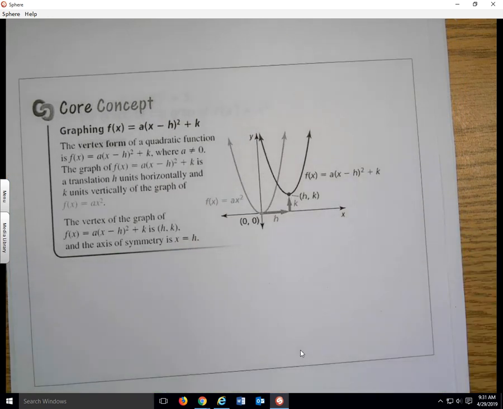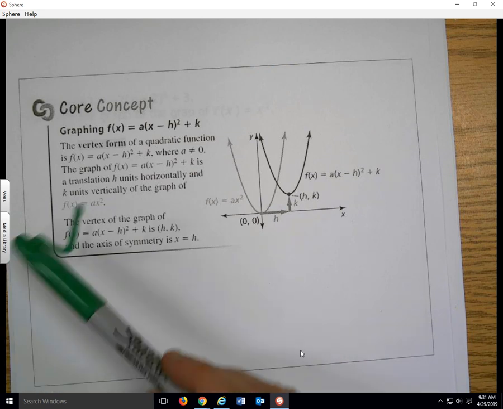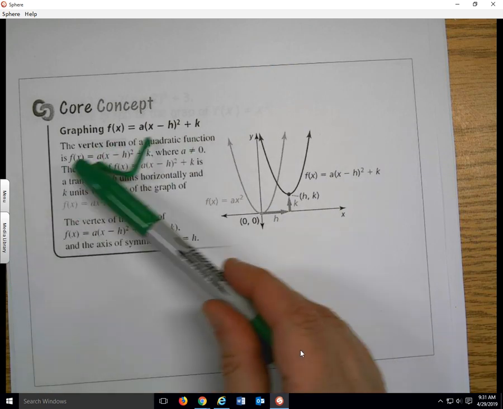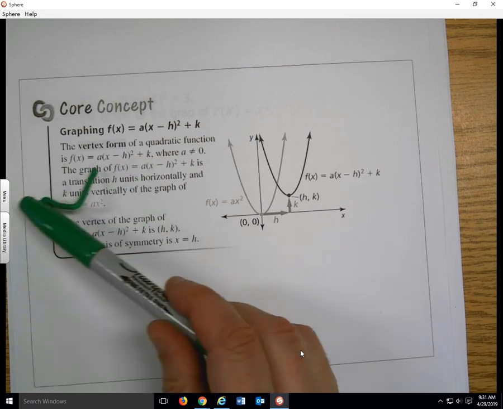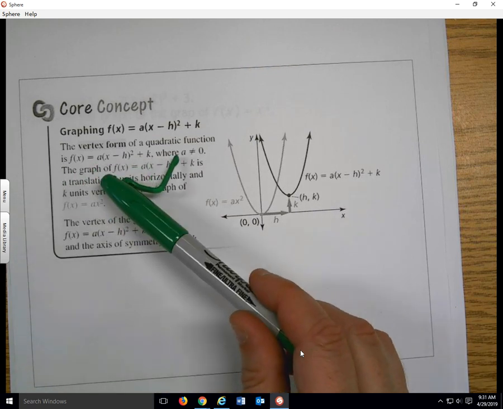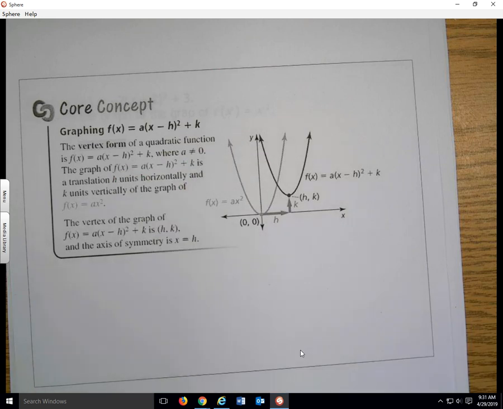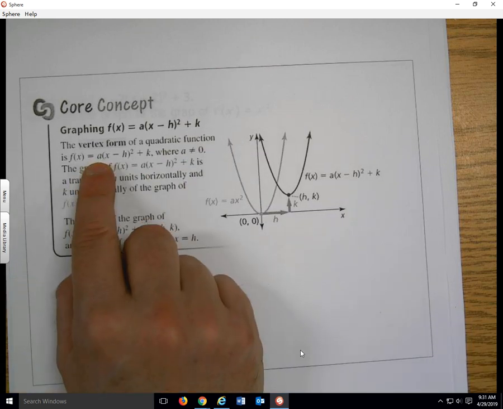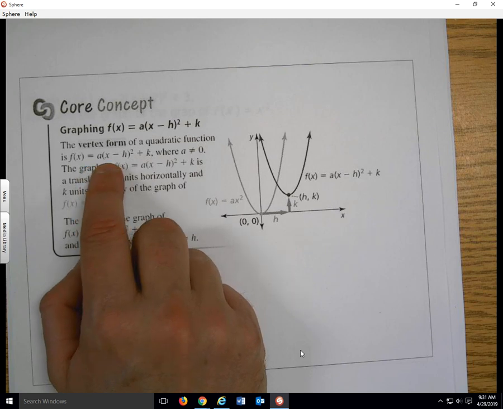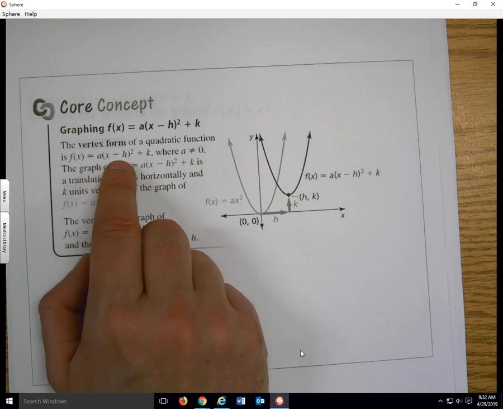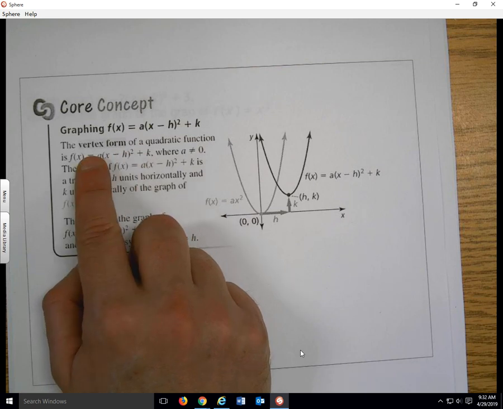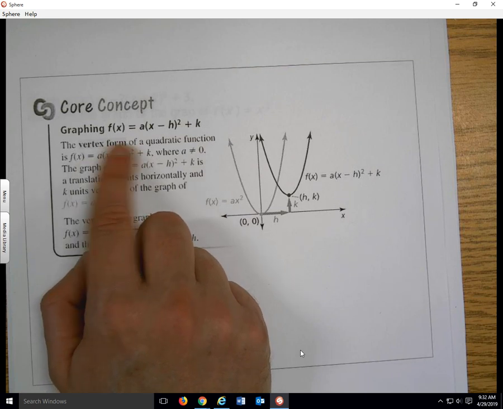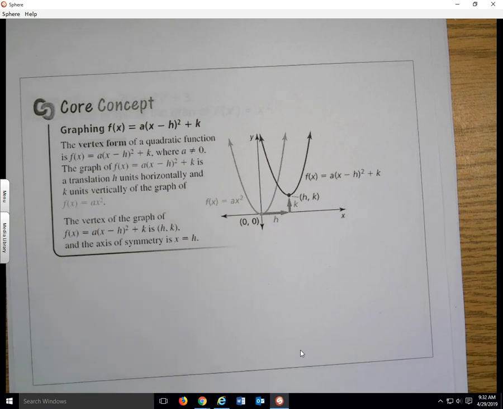Let's talk about it. Here, I'll just read it. So, graphing this vertex form of a parabola. The vertex form of a quadratic equation is this, where a is not 0. The reason the a can't be a 0 is, if you think about it, what would that do to this problem? If the a were a 0, even if you did the order of operations and first squared inside the parentheses, that times 0 would just be 0. And so it would just get rid of all this. It really wouldn't be a quadratic at that point.